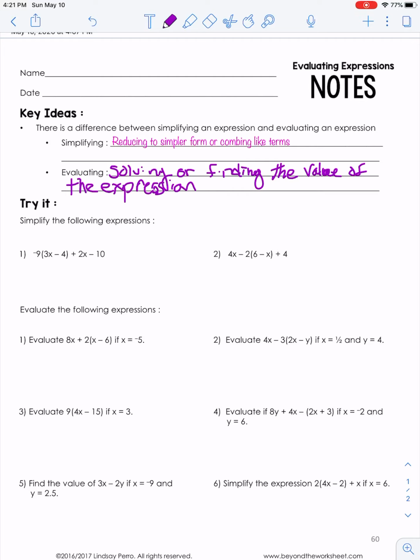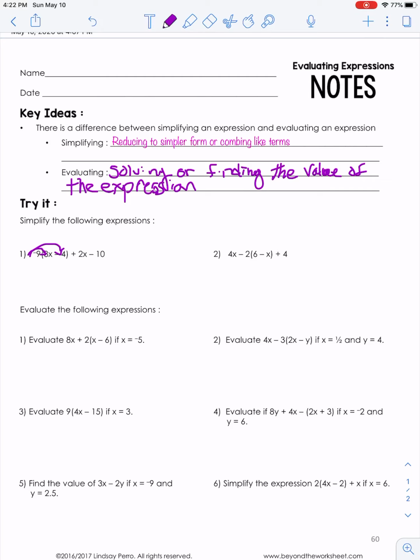So let's review a little bit. Let's simplify our first expression. So remember, the first thing we have to do is distribute that -9. So we're going to distribute that -9 to both our 3x and to our -4.